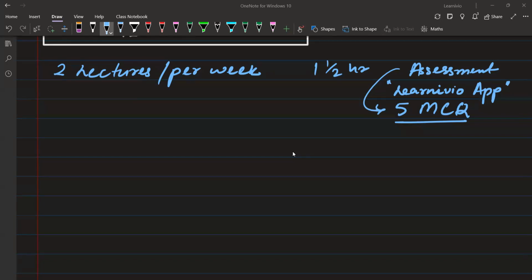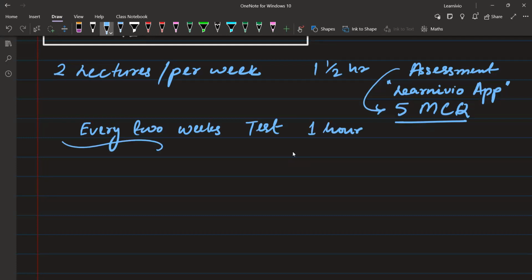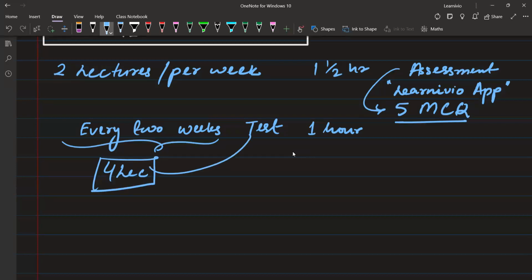Yeah. So every 2 weeks, like in 14 days, there will be a test. This test will be of 1 hour, and it will cover whatever we have done in those 2 weeks. In 1 week we have 2 lectures, so in 2 weeks we'll have 4 lectures, and whatever we have covered in those 4 lectures will be asked in the test.